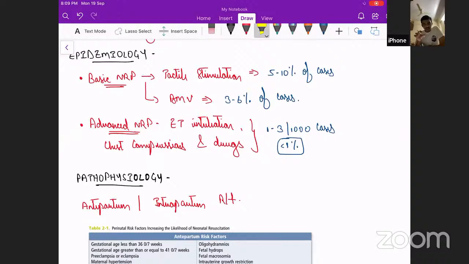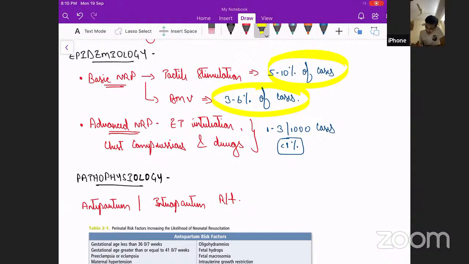The basic NRP, which includes up to bag and mask ventilation, that is tactile stimulation and positive pressure ventilation with bag and mask. Initial tactile stimulation is needed in 5 to 10% of cases, and bag and mask ventilation is needed in around 3 to 6% of cases. Next is advanced NRP, which includes intubation of the child with an ET tube and chest compression, or if the baby still doesn't resuscitate, we might have to give drugs, correct?